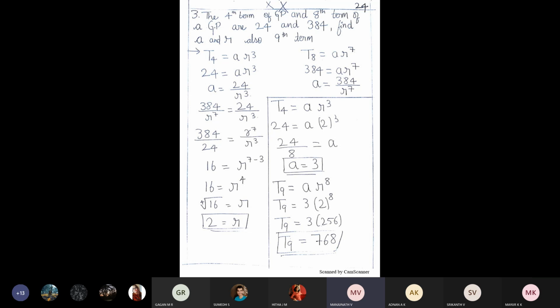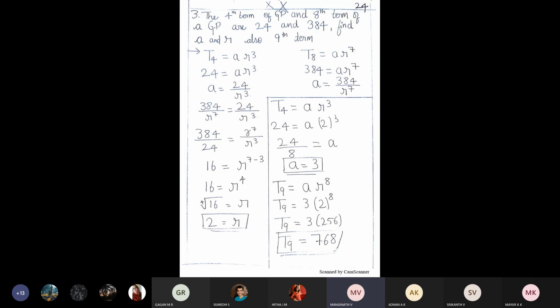Have you solved for R? Any doubts? Please solve it and put it in the chat box. Once you get this R, the rest is easy. You can find T4, you can find T9. You can find A by making use of either T4 or T8. Solve it and put it in the chat box.